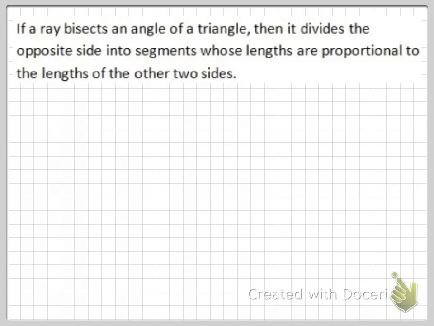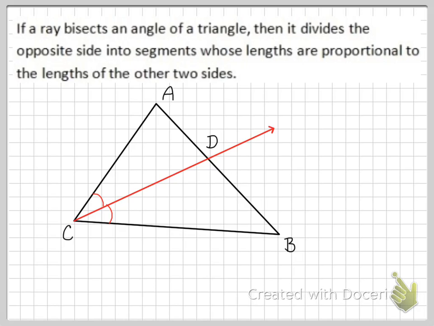Then there's another concept, another theorem. It states that if a ray bisects an angle of a triangle, then it divides the opposite side into segments whose lengths are proportional to the lengths of the other two sides. That sounds really complex, but I think if you look at this little diagram, it should make sense to you.